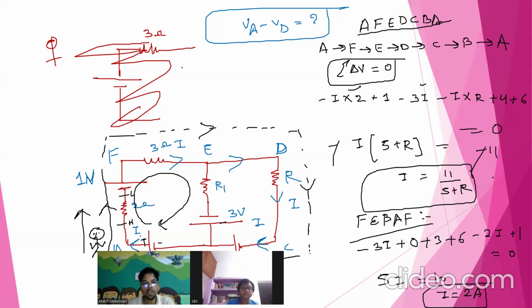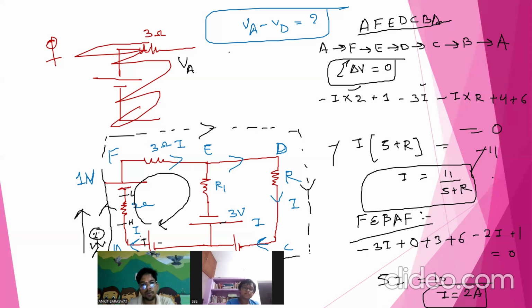Yes, sir. Clear? Then from A to D, they are asking what is the potential drop from A to D. You will start from A. What is the potential at A? You don't know. VA, let us suppose. Clear? Now you are moving across 2 ohm, A to F, then F to E, then E to D.